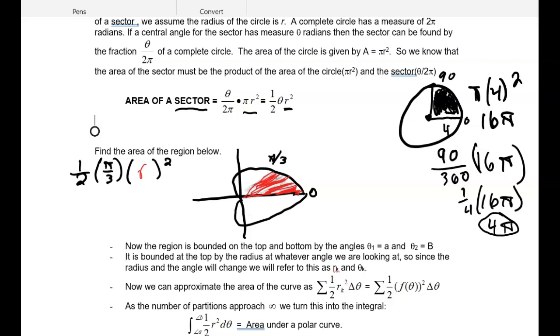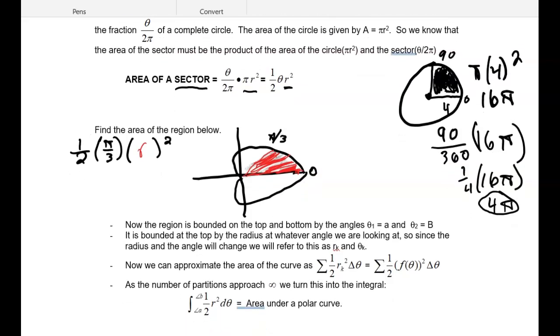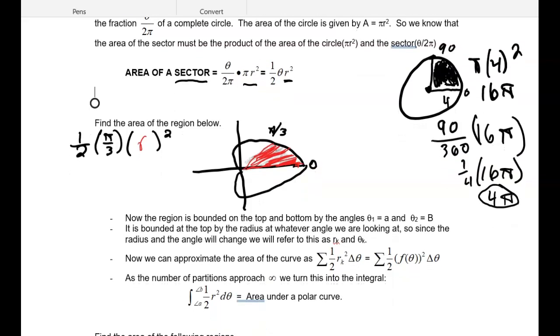so that when we start breaking these up into smaller sectors, it gets into the idea of a Riemann sum, adding them all together, finding out what happens as our angles get closer and closer together. So that's kind of walking you through this down here. Now the region is bounded on the top and the bottom by angles, theta sub 1, theta sub 2. It is bounded at the top by the radius at whatever angle we are looking at. So since the radius and the angle will change, we refer to this as r sub k and then theta sub k. We can approximate the area under the curve by setting up a Riemann sum of 1/2 r squared and then our change in theta.